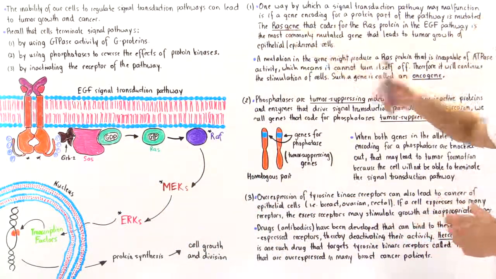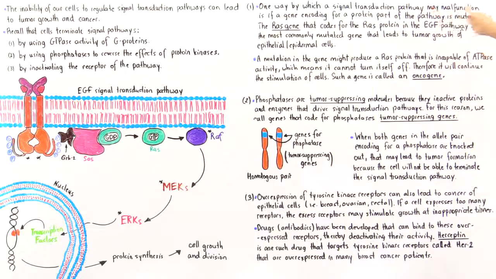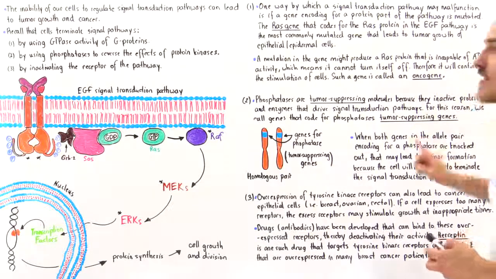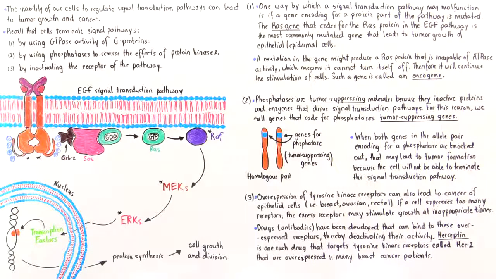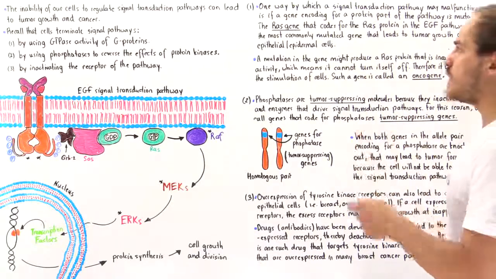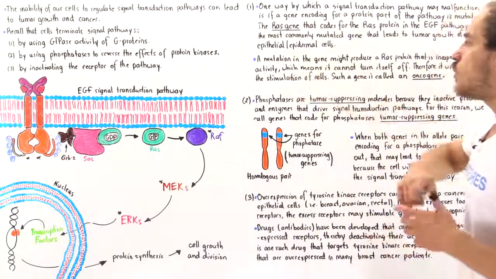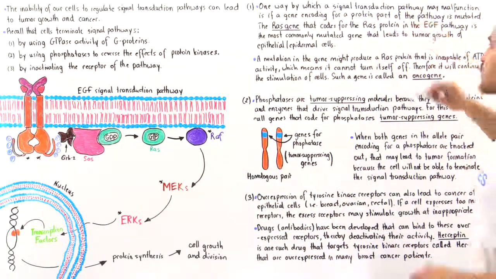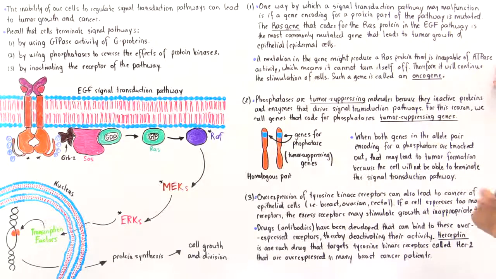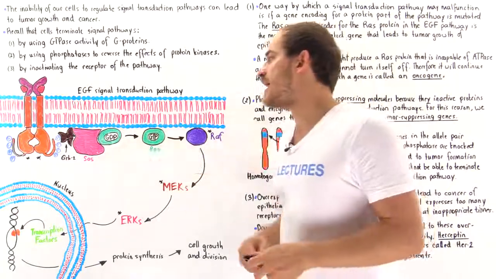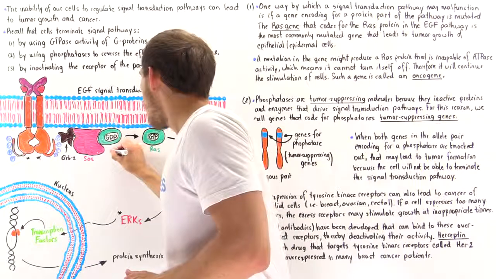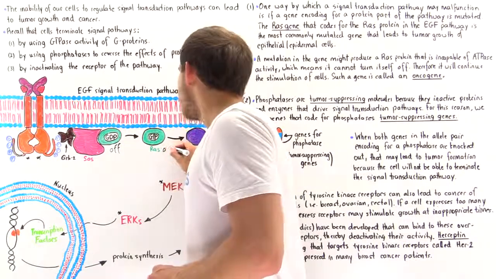So we see that one way by which a signal transduction pathway may malfunction is if a gene encoding a protein that is part of that pathway is mutated. For instance, the RAS gene that codes for the RAS protein in the EGF pathway is the most commonly mutated gene that leads to tumor growth of epithelial and epidermal cells. So a mutation in the gene might produce a RAS protein that is incapable of GTPase activity, which basically means it cannot turn itself off after being activated. So this is essentially the off position, and this is the on position.